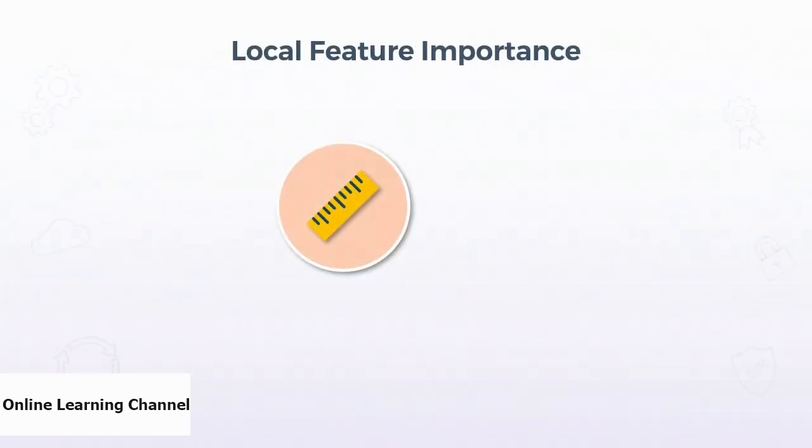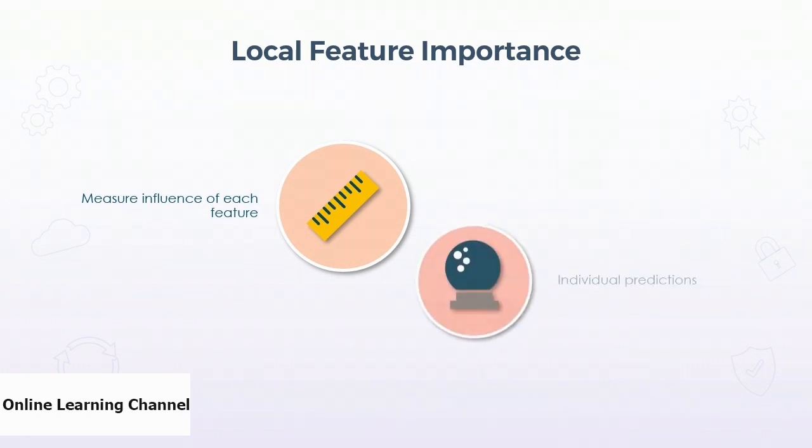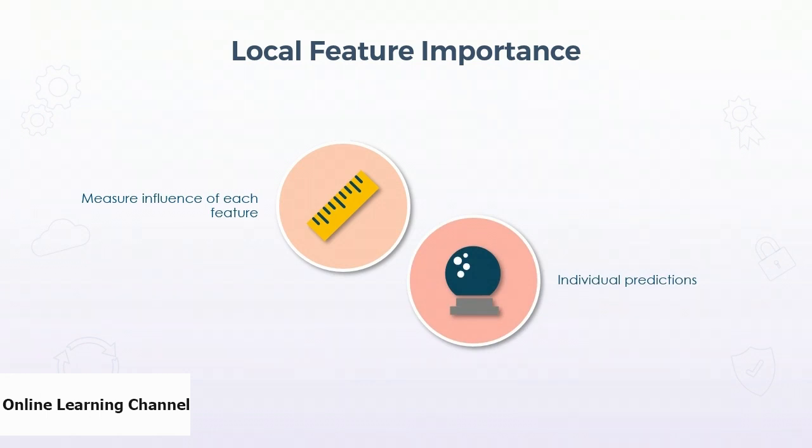Now, besides global feature importance, we also have local feature importance. But what's that? Well, if global feature importance measures the influence of a feature across the entire dataset, local feature importance measures the influence of each feature against individual predictions.